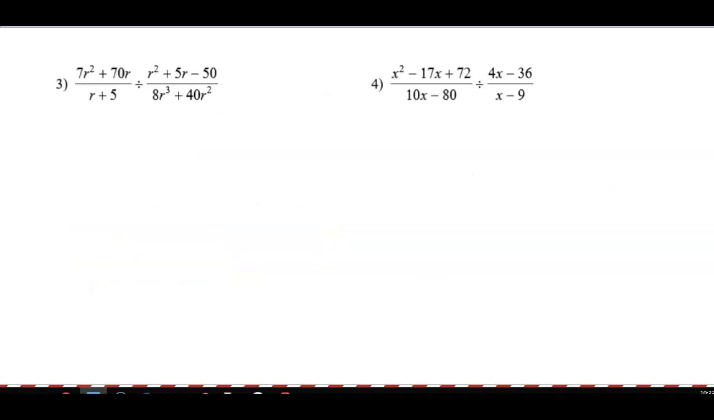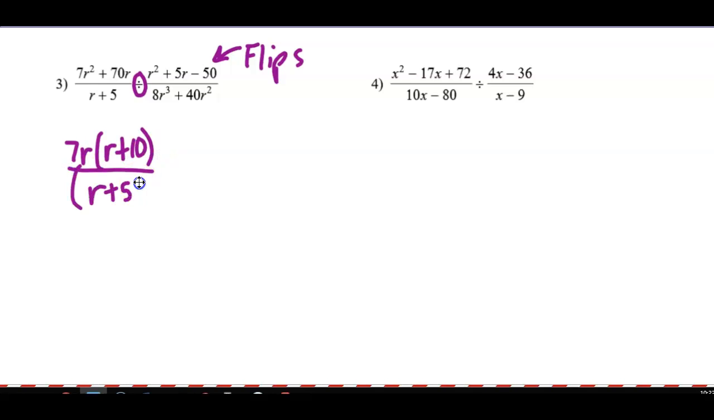All right, let's see. Number 3, remember dividing fractions means you flip them over. The second one flips. So I'm going to go ahead and factor as I rewrite this. I'm going to take a 7r out of these two. And down here, that'll stay r plus 5. And then this one, this is now the top. So I'm going to take out an 8r squared. And that'll leave an r plus 5, if I did that right.